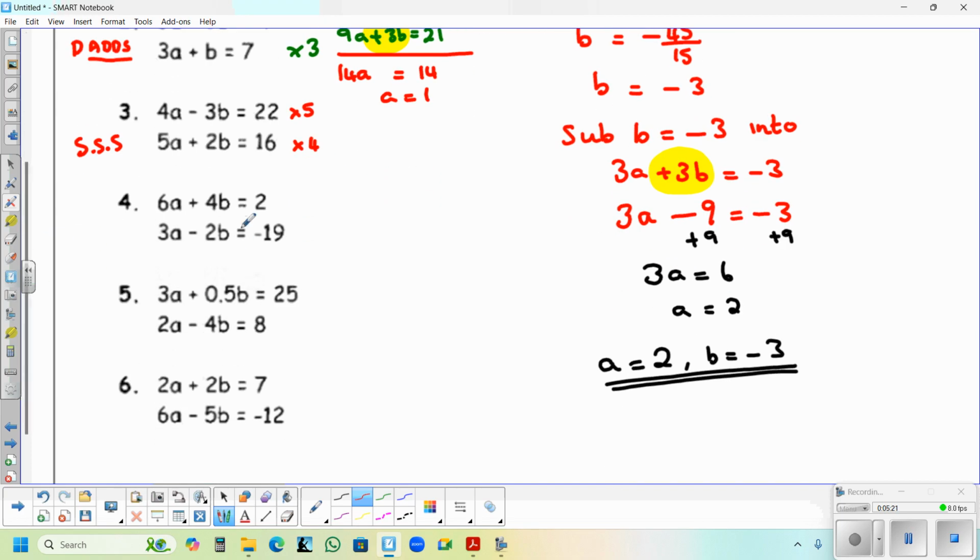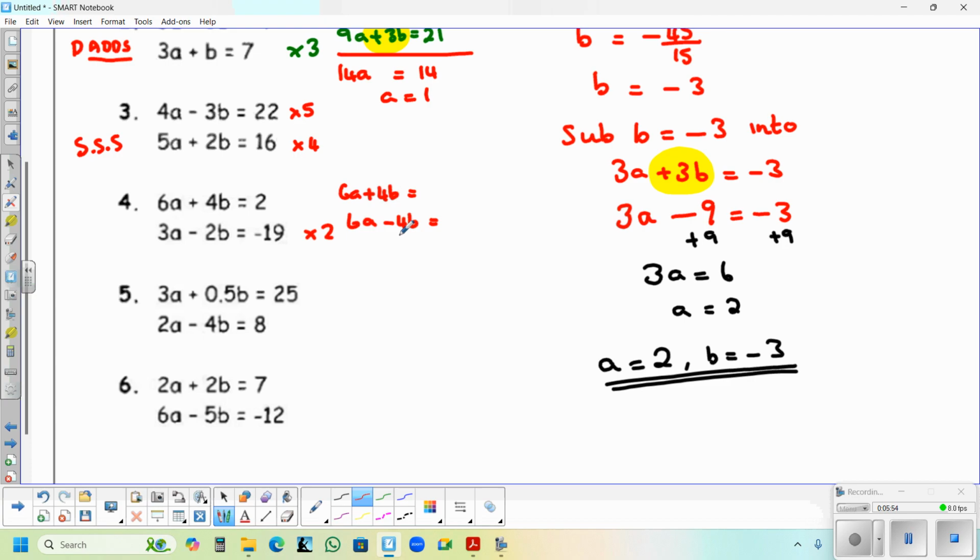Next one. If I want to eliminate B. Now, there's a 4B and there's a 2B. All I have to do is multiply that one by 2. So that would give me 6A plus 4B is equal to, and I'm not even interested in what that is. This one here is going to be 6A. And what else have we got? We've got minus 4B. And when I add those two together, they're going to disappear.